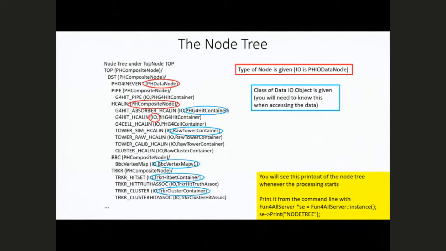Now, if you print this thing out, it gives you some information. It tells you, for example, that this PHD for in event is a data node, so that's something you cannot write into a file. These are IO data nodes, so these you can all save to the file. It also gives you the class of the object being saved. That's important later on when you write an analysis module: you have to know the class which was actually saved, and this is where you get the class name from.